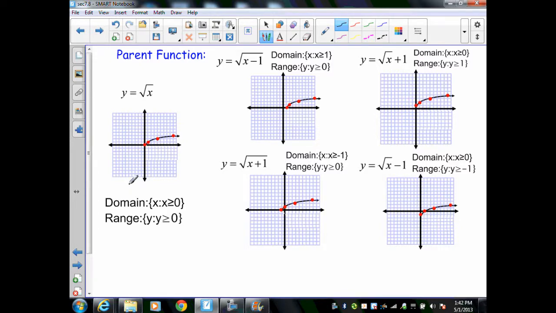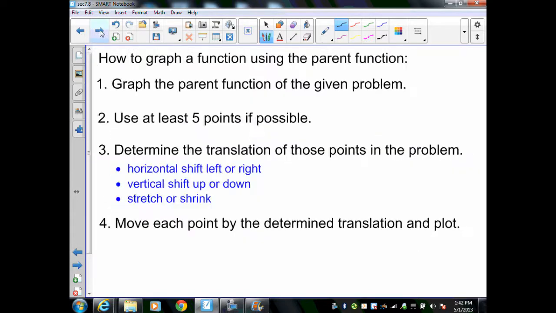Also, I have examples of the domain and ranges for each of those functions. Here's our procedure to graph a function using the parent function. Number 1, I want to graph the parent function of the given problem, for example, y equals the square root of x. Number 2, I want to use at least 5 points if possible, depending how large it gets.